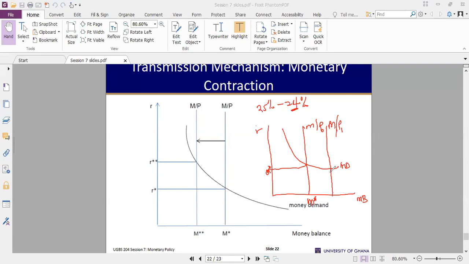Sir, yes, dear. Please, your line was breaking at the beginning. So can you please repeat the beginning of the graph? All right, okay. That's fine.